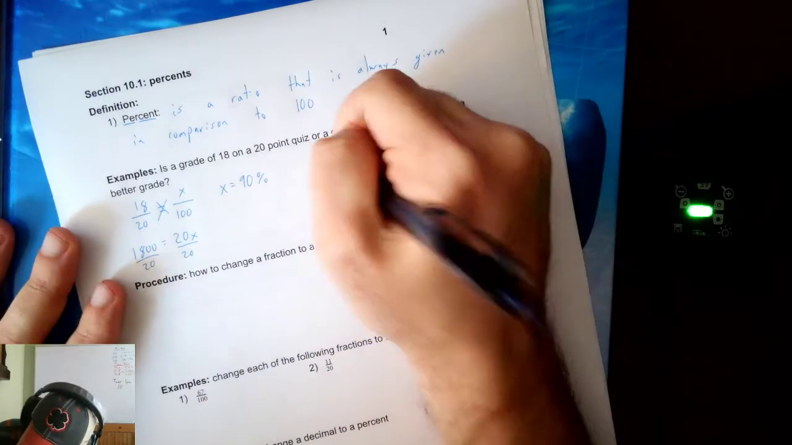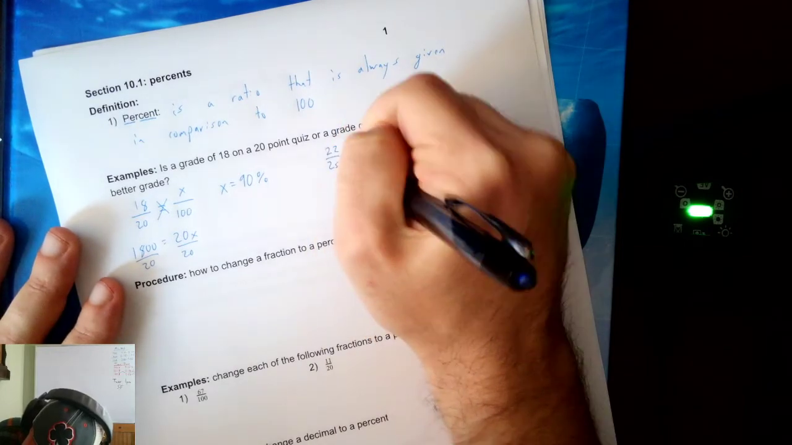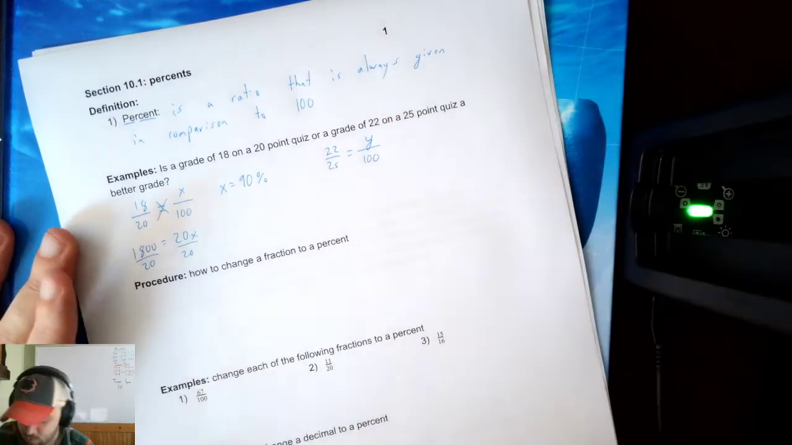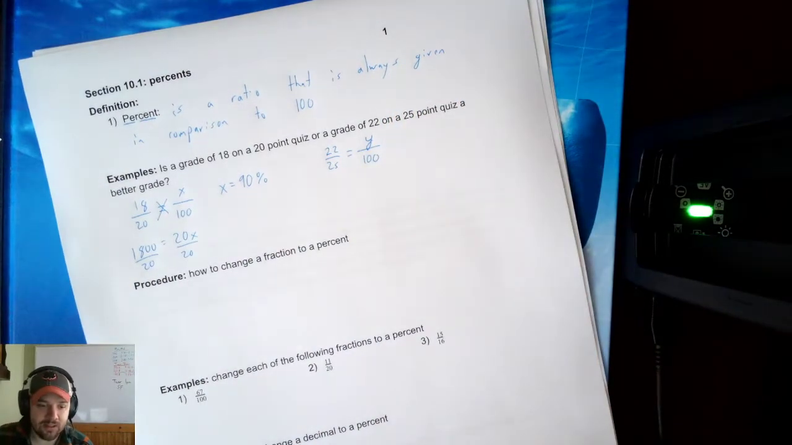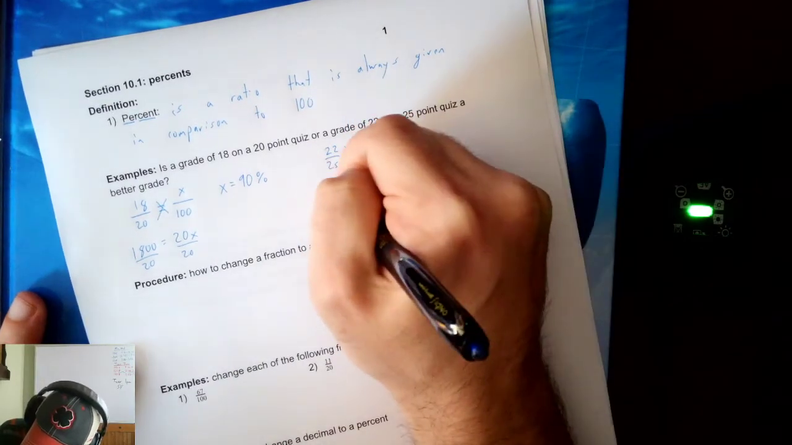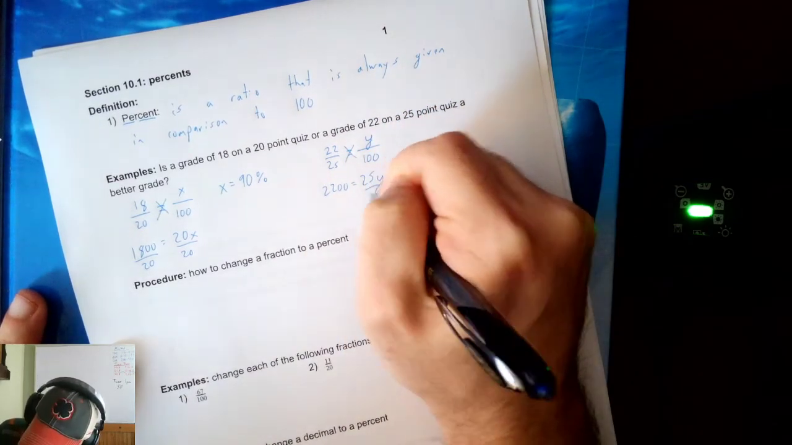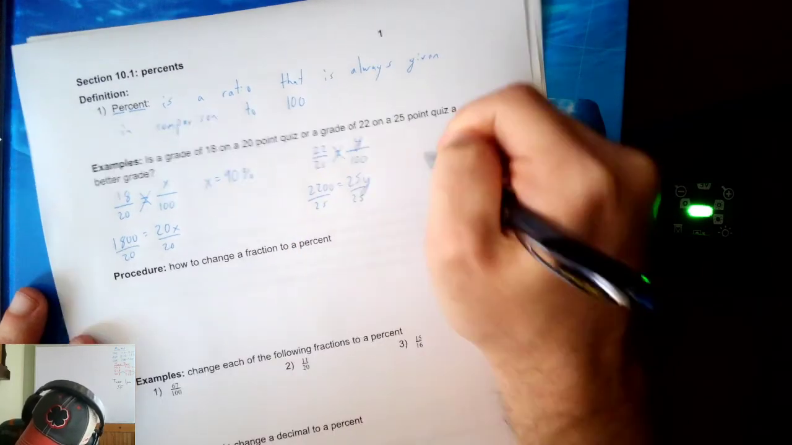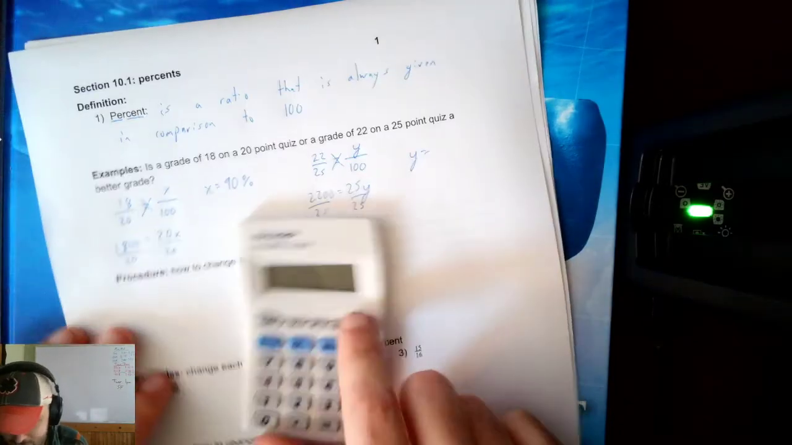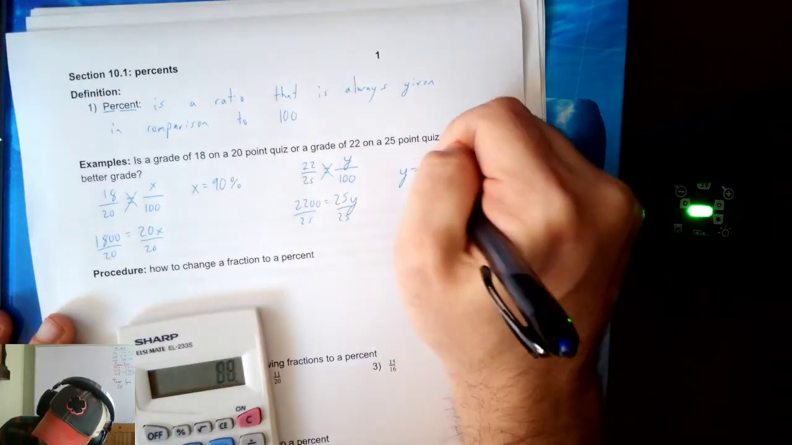In our other example, we'll have 22 over 25 is equal to, let's use the letter y, because it's a different percentage, right? Equals y out of 100. What percentage is this quiz? Same thing we did before. We're going to cross multiply. It'll give us 2200 equals 25y. Then we divide both sides by 25, and y is equal to 88. Let's check: 2200 divided by 25 is indeed 88, right? So we get 88%.